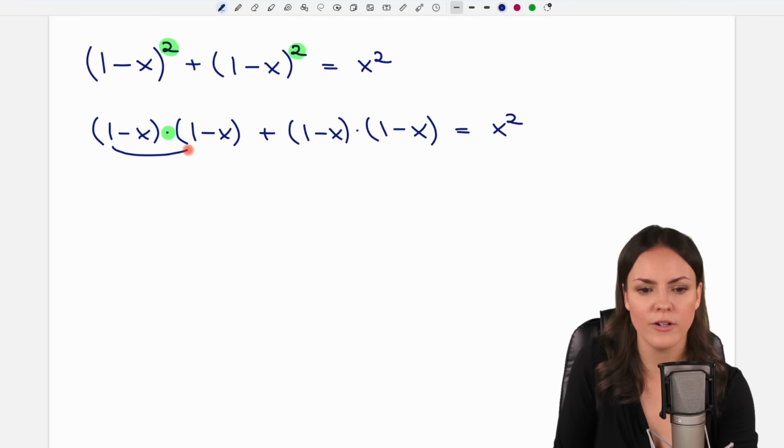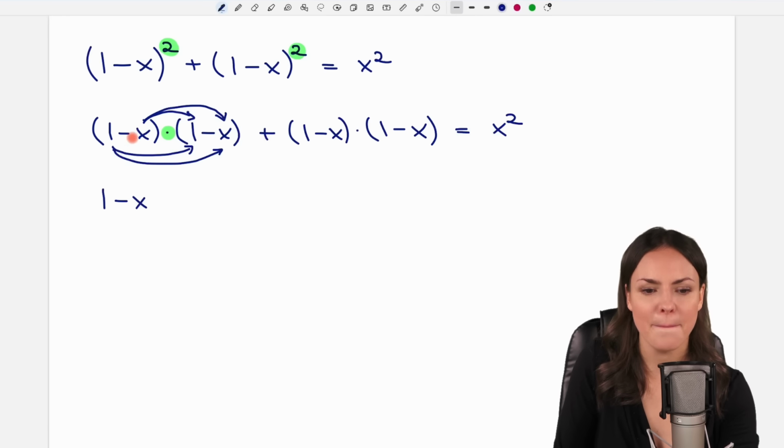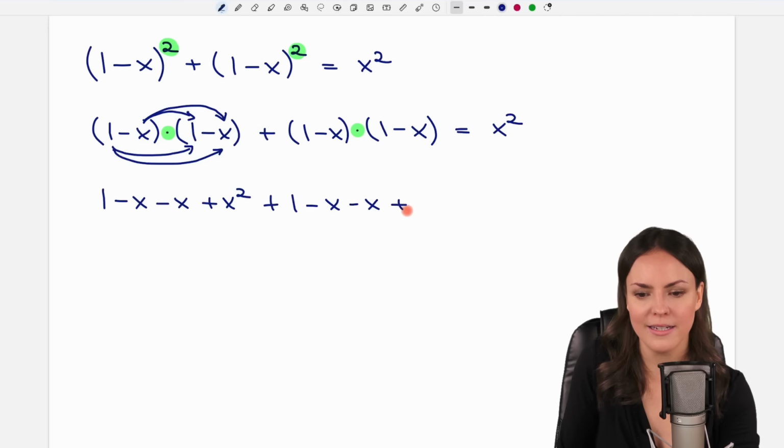Now here the multiplication. We FOIL it out. So we multiply every element from the first bracket with every element from the second bracket. We start: 1 times 1 equals 1. 1 times minus x equals minus x. Minus x times 1 equals minus x. And minus x times minus x, then we have plus x squared. Then we have the plus here, and this multiplication is exactly the same as this one, so we can just take our result and write it here again, and on the other side we have our x squared.